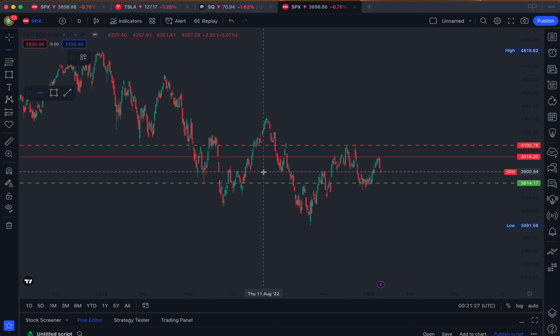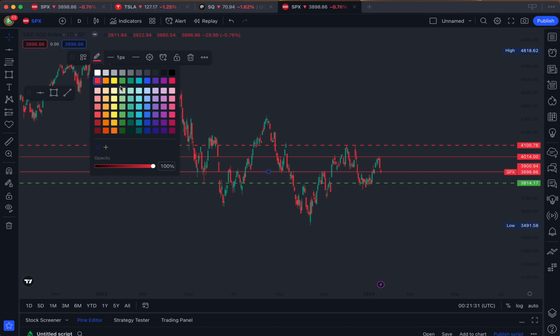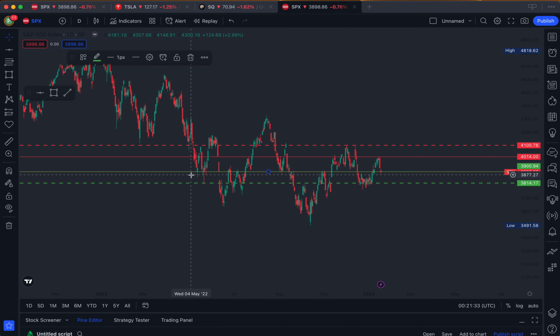So that's basically 3,900. So that makes sense. It's kind of a psychological level. All right, so I draw that green. Good, we got that there. Okay, so now I have a weekly resistance, daily resistance, daily support, and weekly support that I've identified.